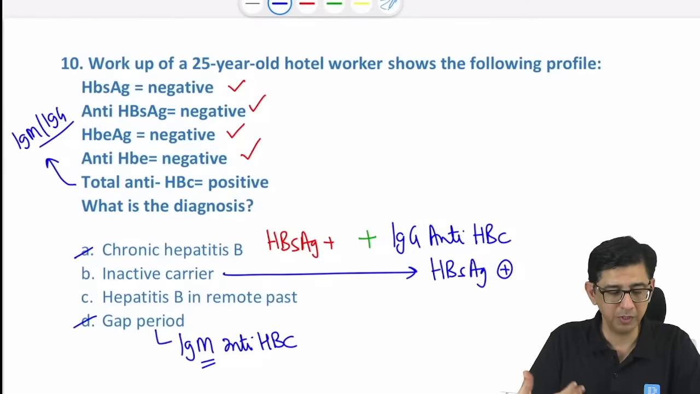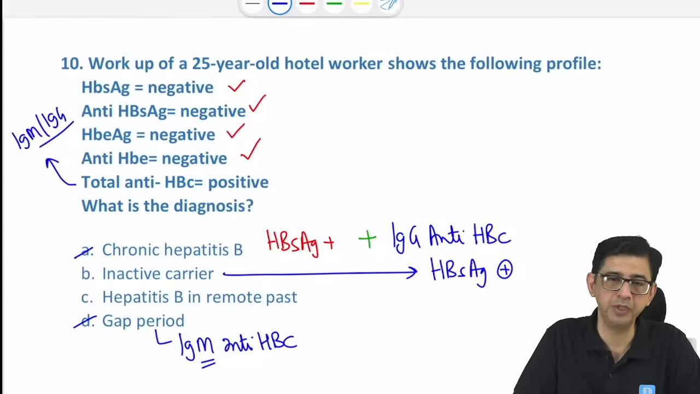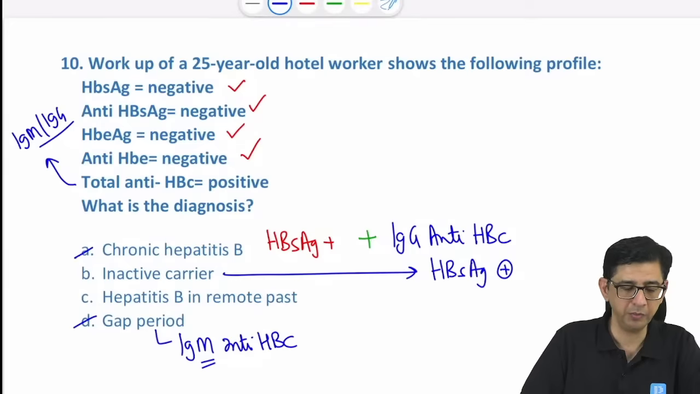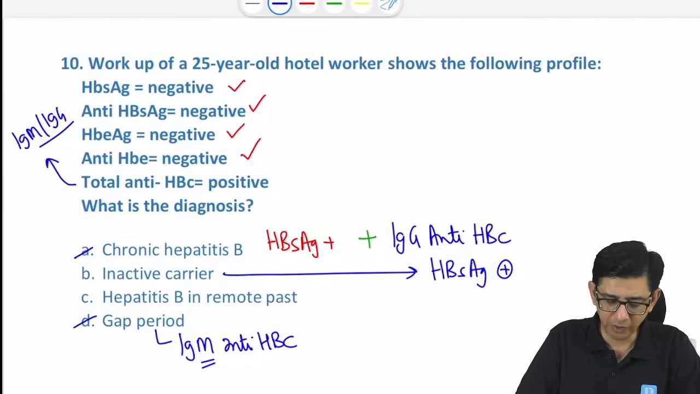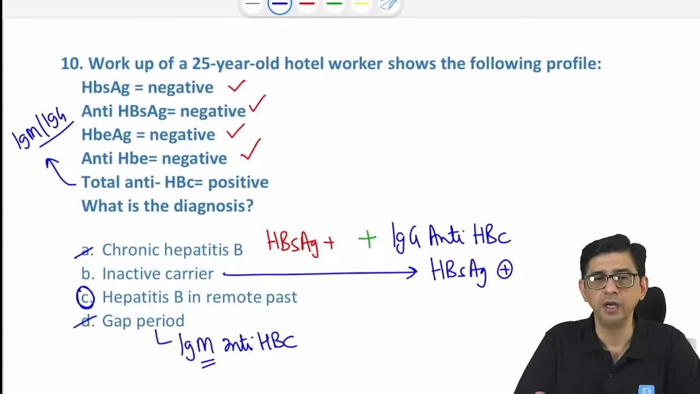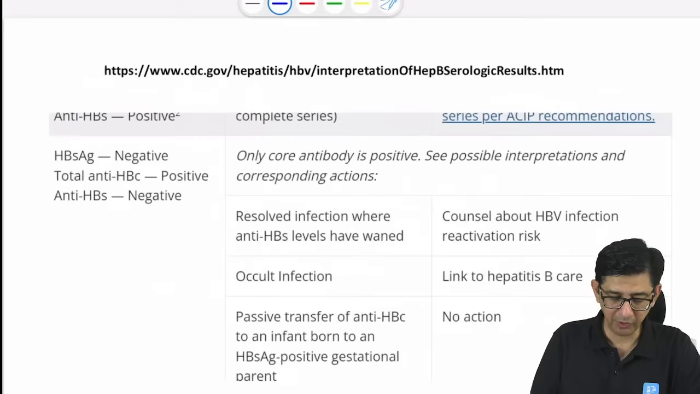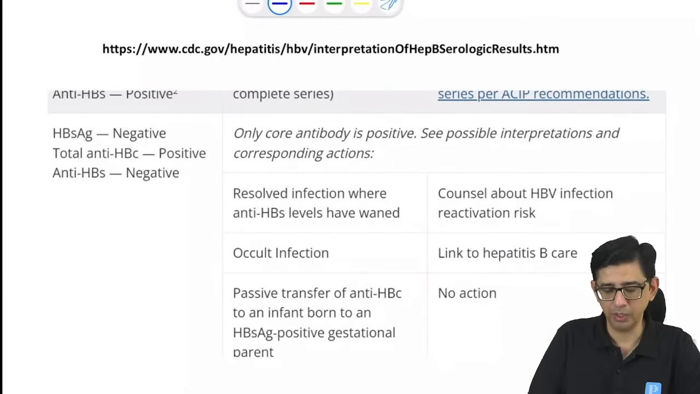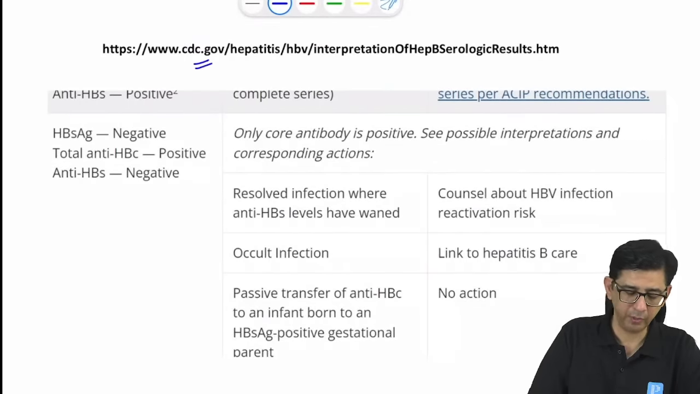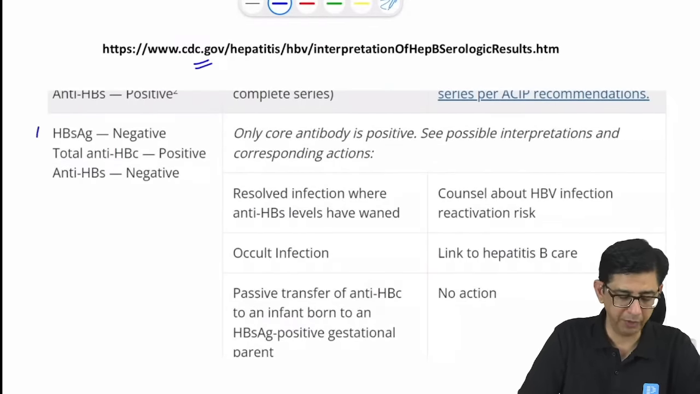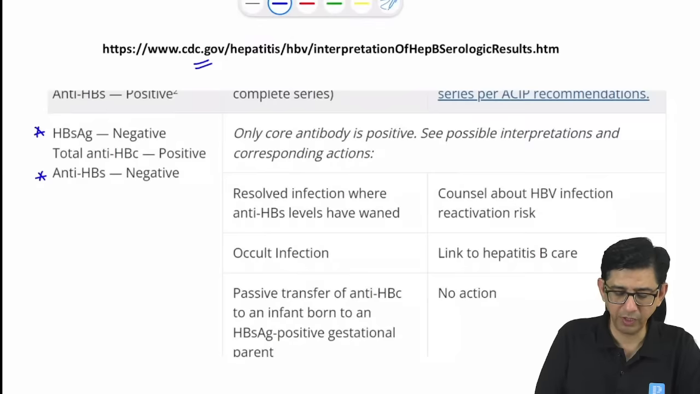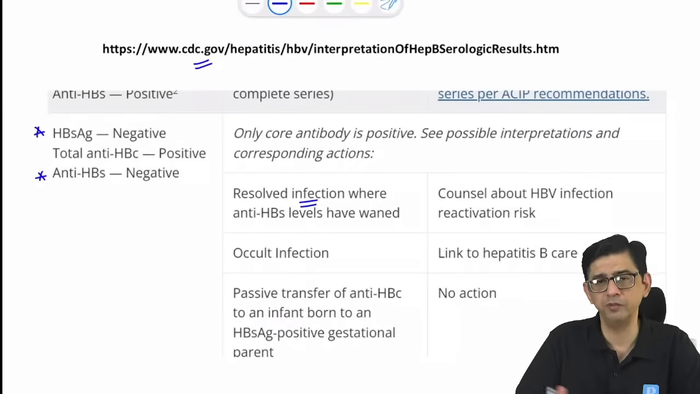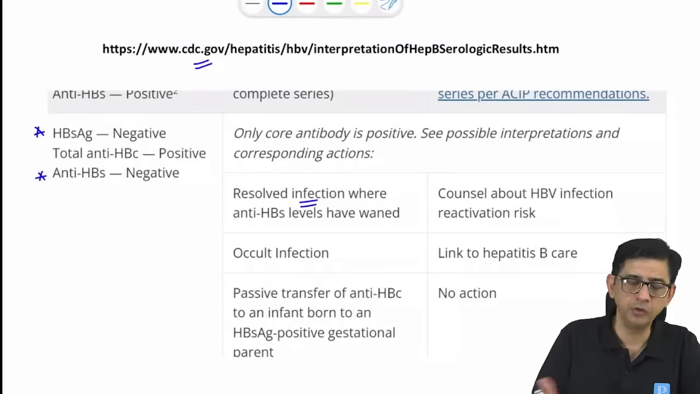This report is basically picked up from the CDC website, the Centers for Disease Control Atlanta website, where everything is negative, and only the antibody to core antigen is positive. That is suggestive of an infection that would have occurred in the remote past for this particular person. I'm just showing you a snapshot of the CDC website where this scenario is given. The routine parameters are negative and only the total antibody to core antigen is given. And that's where it talks about a resolved infection in the previous past. And the same thing is also given in Harrison.